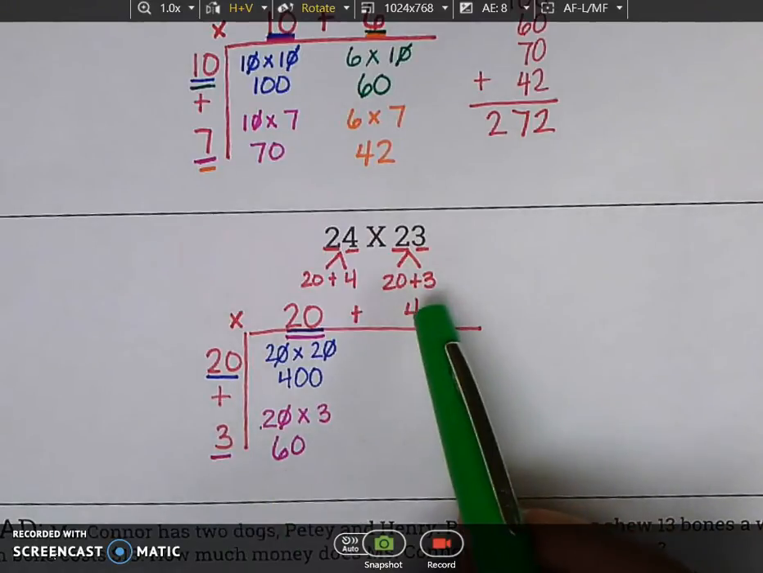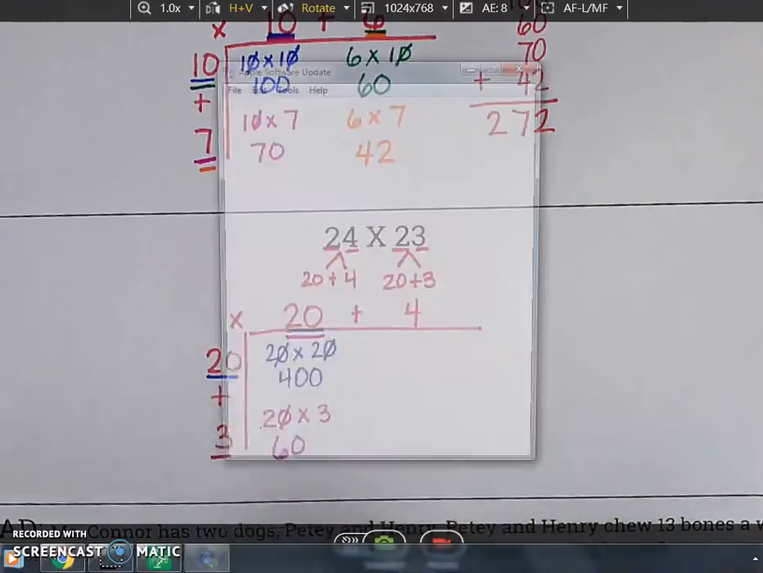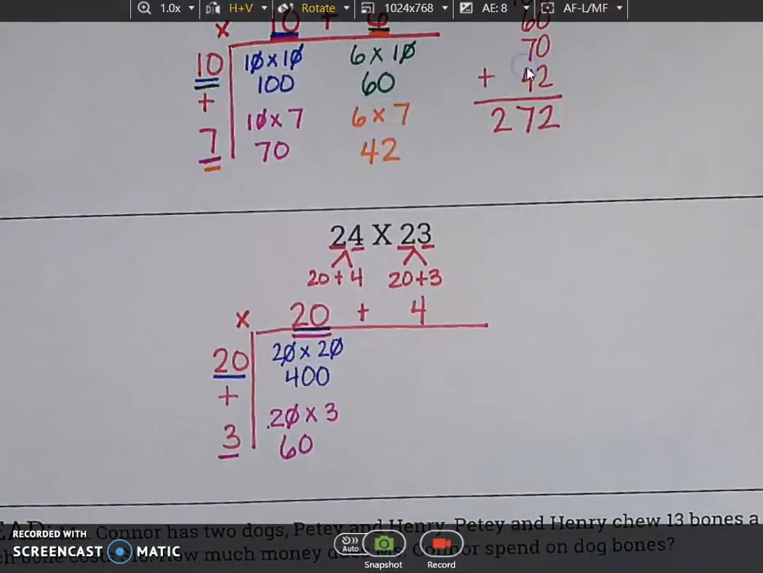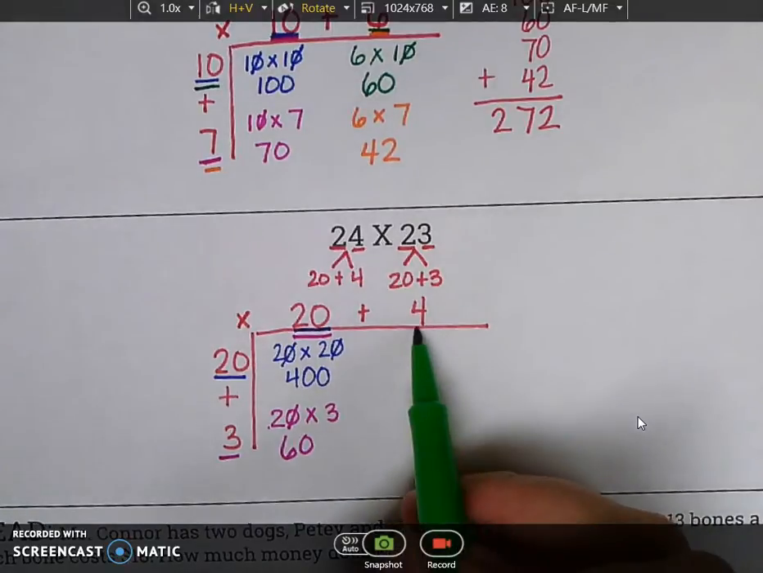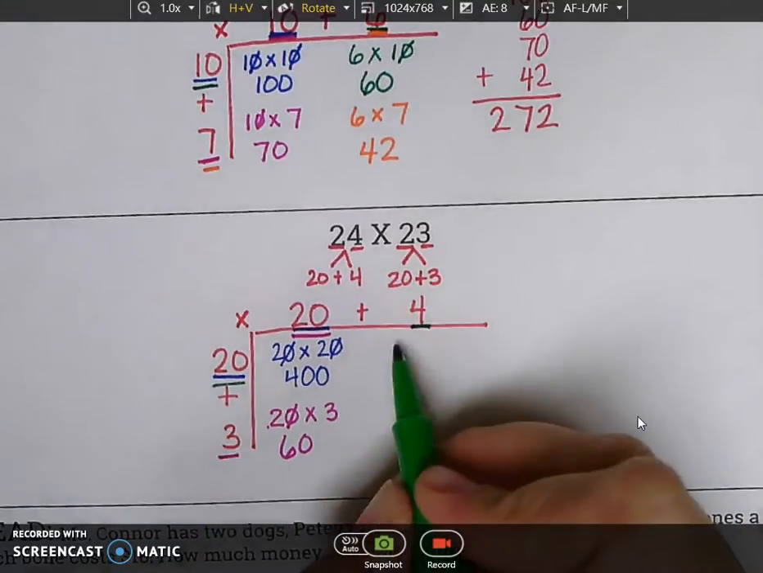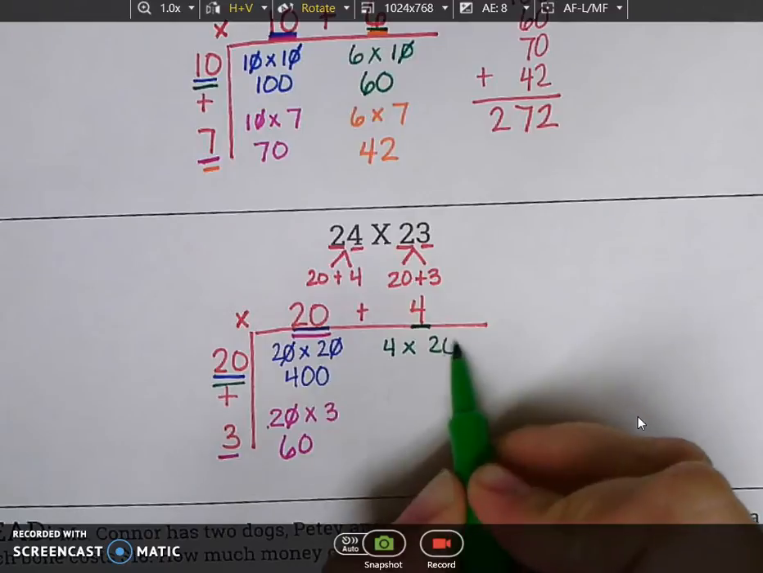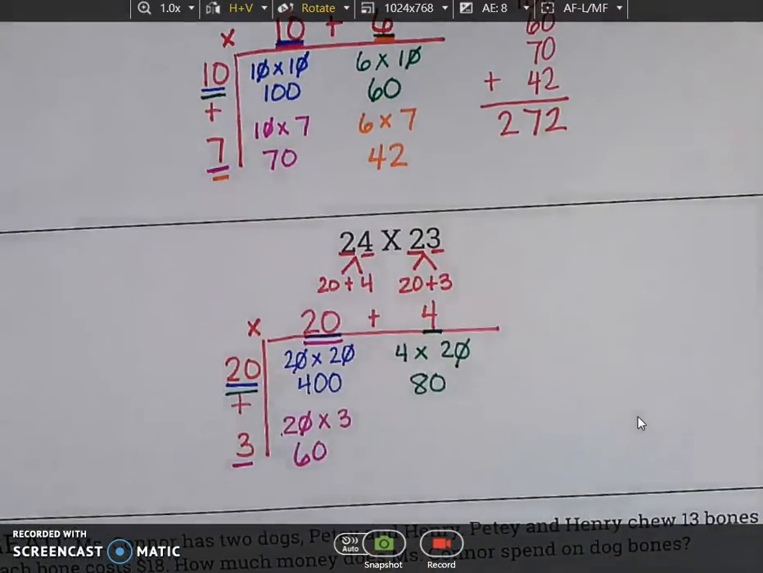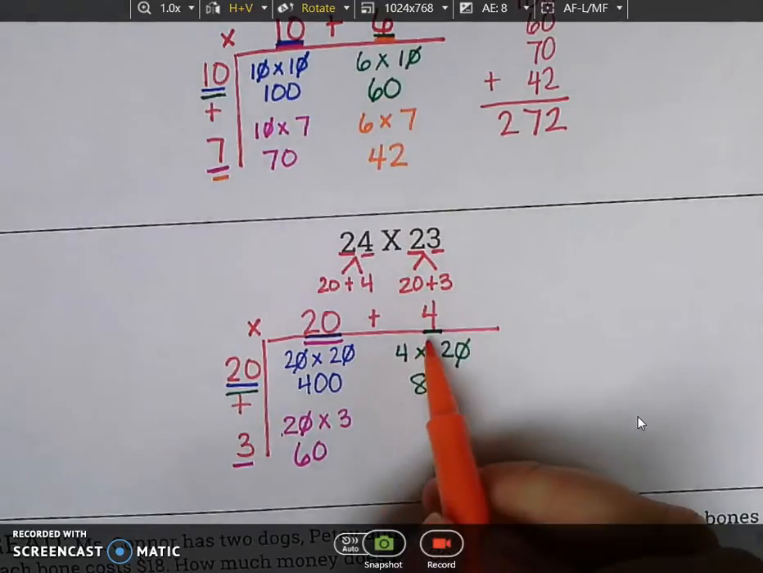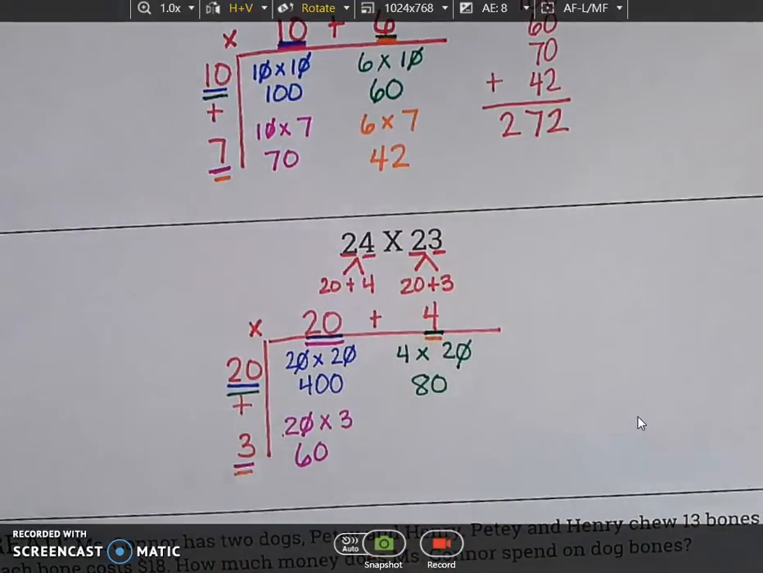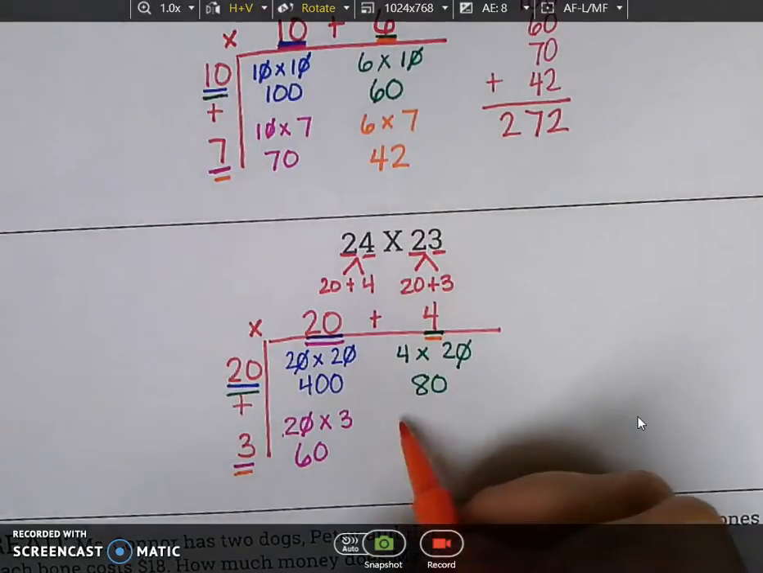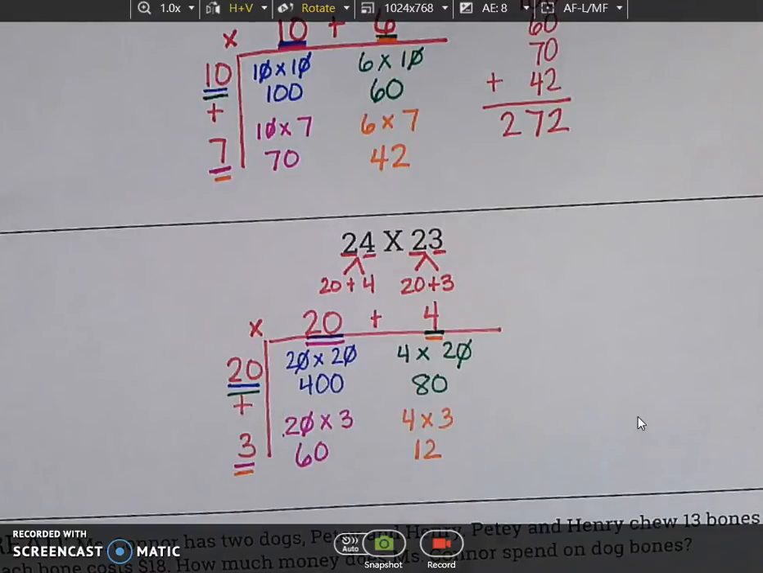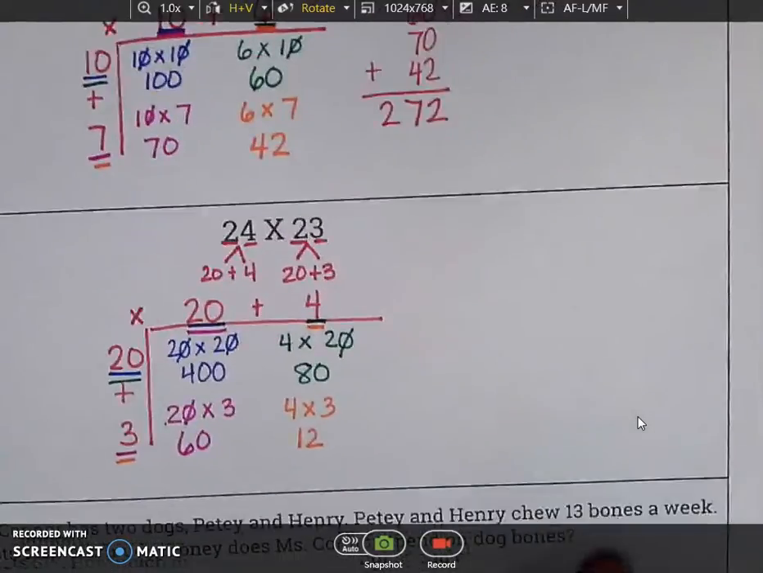Now I need to multiply the 4 times both of these. So first I'm going to multiply, oops, sorry about that. There we go. Now I'm going to multiply the 4 times the 20. Cancel out that 0. 4 times 2 is 8. Add that 0 back on. And then lastly, I'm going to multiply that 4 times that 3. So 4 times 3 is 12.